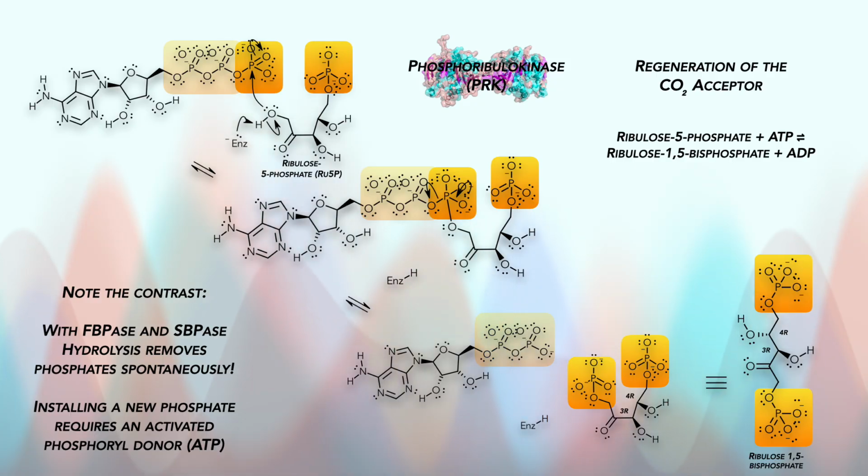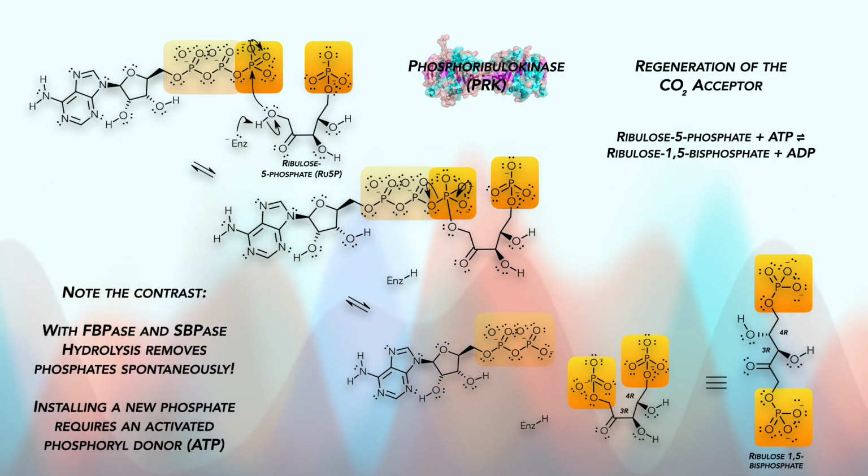So phosphoribulokinase transfers the gamma phosphate of ATP to the C1 hydroxyl. An enzyme base activates the alcohol, the oxygen attacks phosphorus in line, and ADP leaves. This is ATP-dependent phosphoryl transfer.